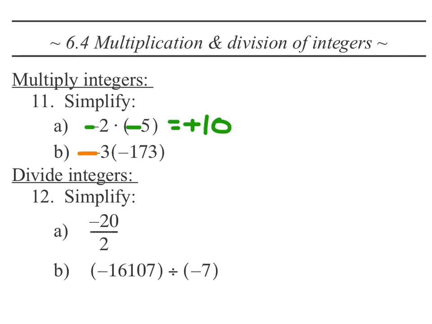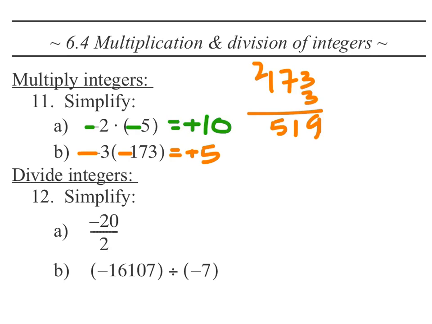For part B, again, we got 2 negatives. 2 is even, so I know my answer is positive. And then I've got 173 multiplied by 3. So there's a 9, a 21. 3 times 1 is 3 plus 2 is 5. So positive 519.